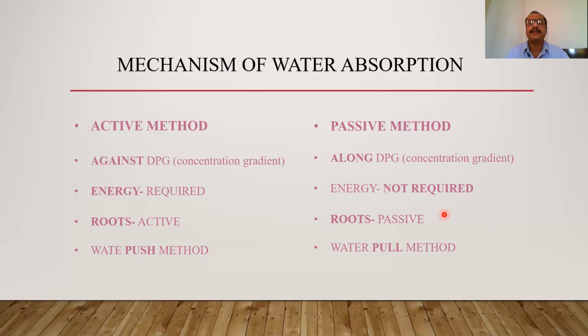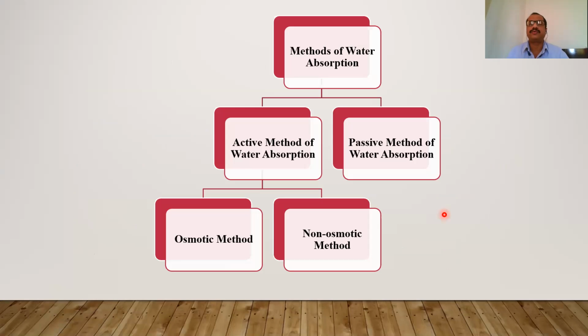Okay. So see here, methods of water absorption. Here is a recap: active method, passive method. Active method of water absorption is of two types: osmotic method of water absorption and non-osmotic method of water absorption. Now, what is osmotic method? What is non-osmotic method? Now, which method is involved in passive method? Whether it is osmotic or non-osmotic, or whether it is something else, that we'll discuss one by one.